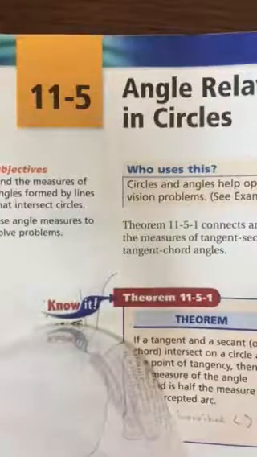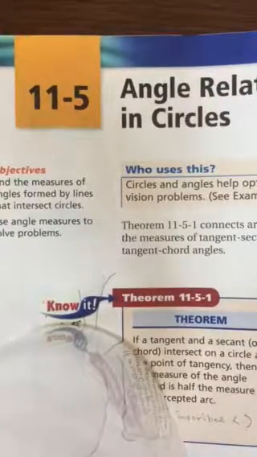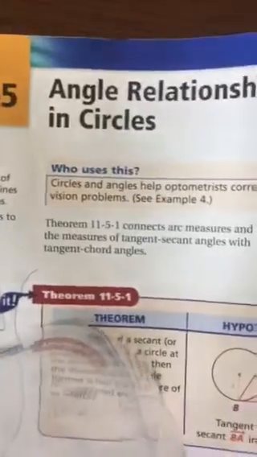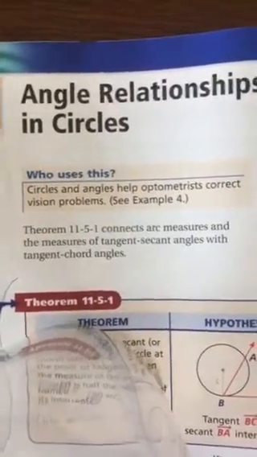Hi everyone, this is lesson 11-5. I am on page 782 and we're going to be looking at angle relationships in circles.